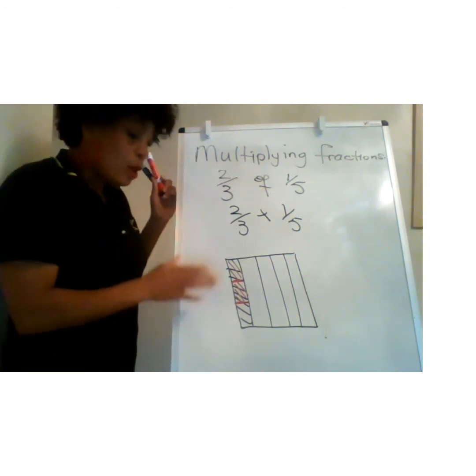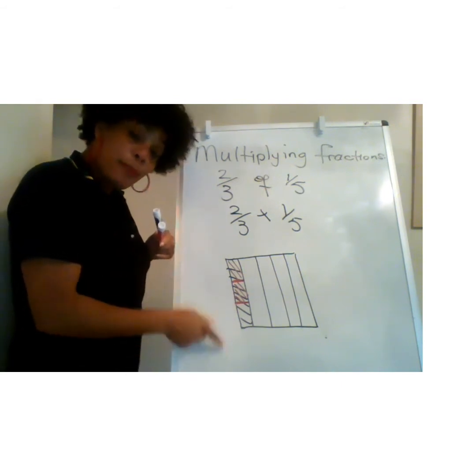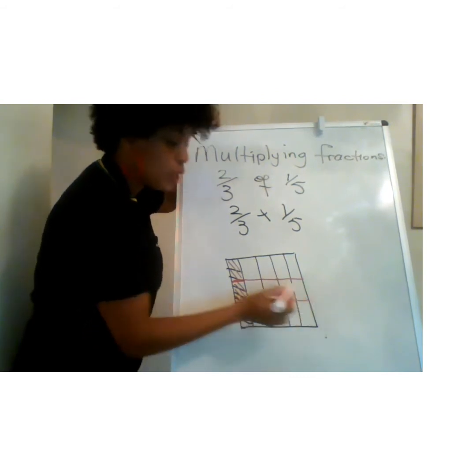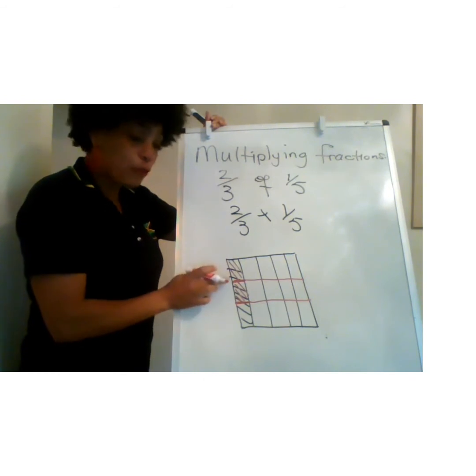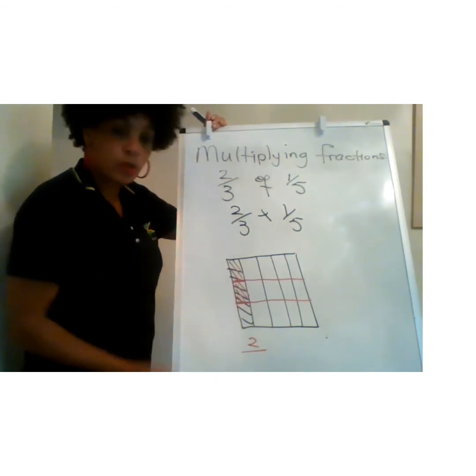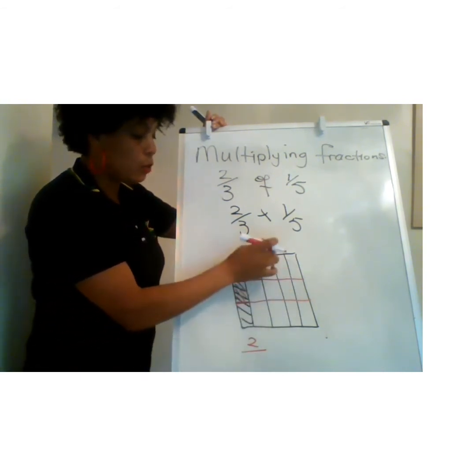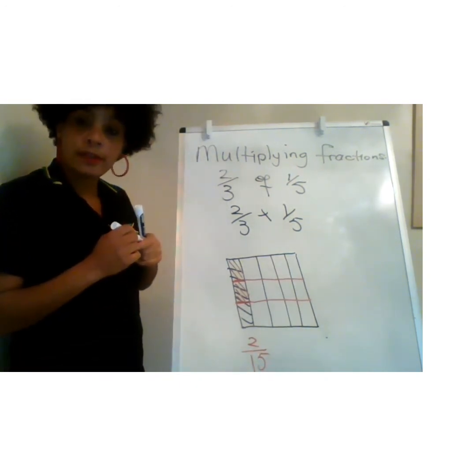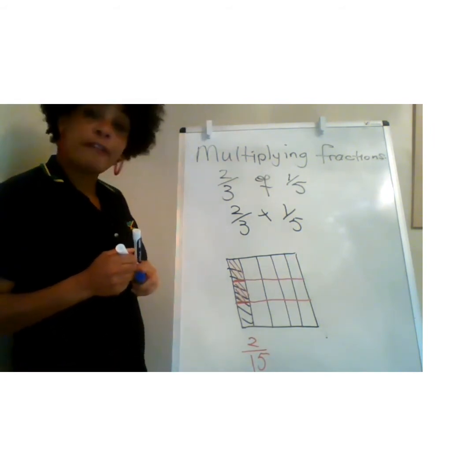Now, remember that when we're dealing with fractions, we're dealing with equal parts. So if I've cut up this part of it, it means I have to cut up the whole shape into those equal parts. So now this picture that is shaded, that 2/3 of 1/5, is now going to be 2 out of 1, 2, 3, 4, 5, 6, 7, 8, 9, 10, 11, 12, 13, 14, 15. Right? So 2/3 of 1/5 is equal to 2 out of 15.